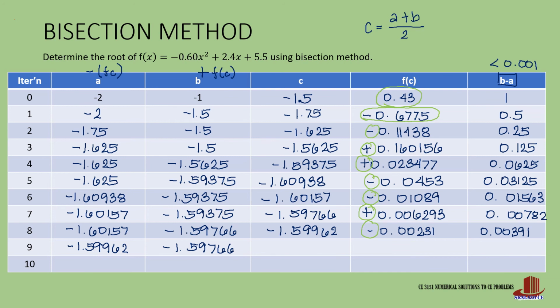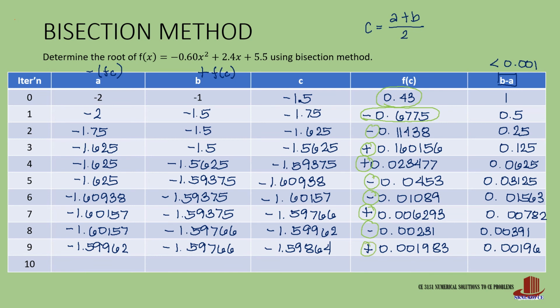Take their average. We have negative 1.59864. And if we plug in this value, we would arrive at f of c as positive 0.001983. Our b minus a is taken as 0.00196. Probably the last iteration until we reach a number less than 0.001.